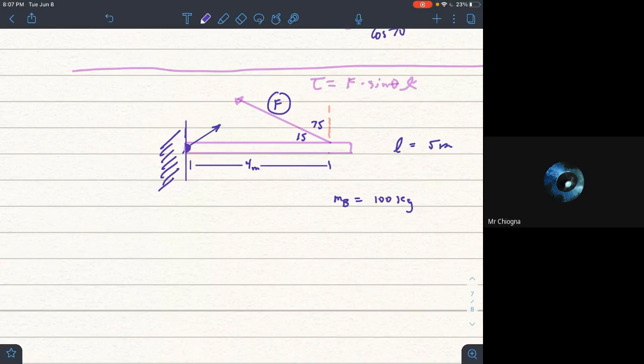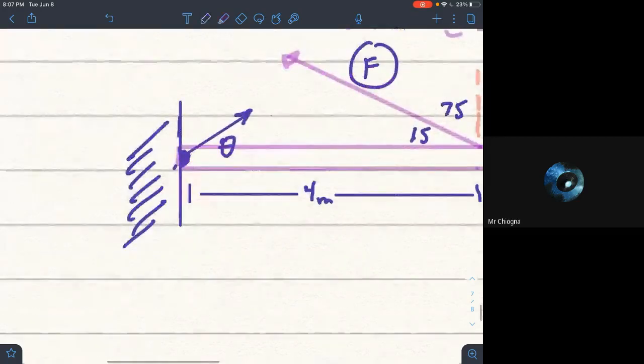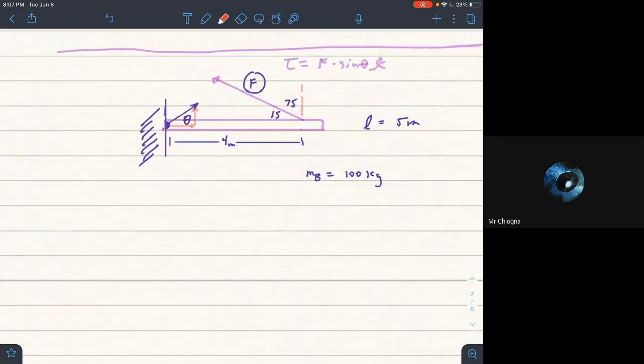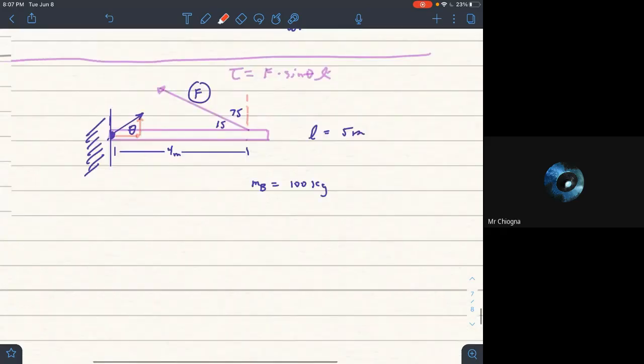The angle here, we don't know. Everyone makes that mistake. We don't know what that angle is. Now, it does have components. We don't know what those components are, but it does have components. We'll come back to that. We'll call that FW.